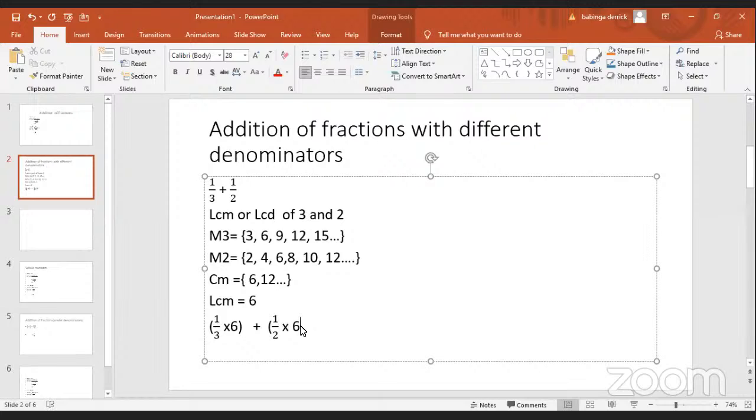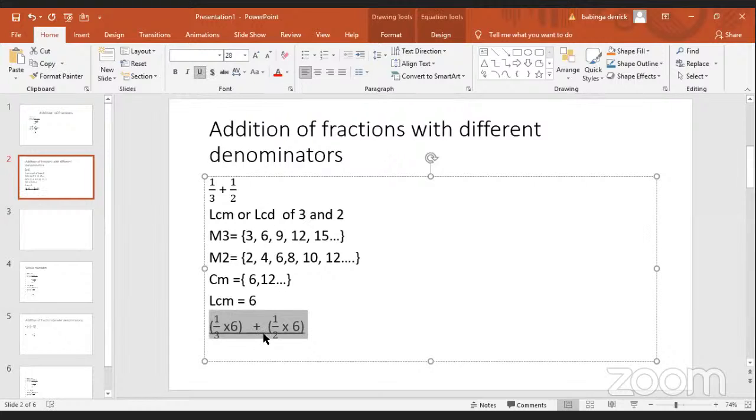We're dealing with adding fractions with different denominators, and we are looking at the first method, how to do it, because we believe that there are so many ways to kill a rat. So we chose to kill it this way. So when you get your LCM, you multiply each fraction by the LCM. Now we have a third times 3.